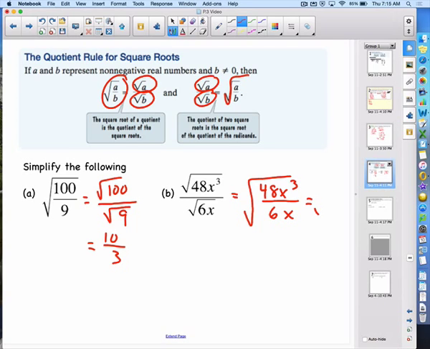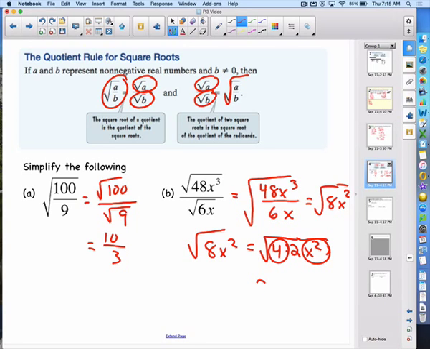48 divided by 6 is going to end up just being an 8. X to the third divided by x is going to be x squared. So now this becomes all I need to simplify. 8, I can split into 4, a perfect square, times 2, and then x squared is itself a perfect square. So the square root of 4 I can pull out, the square root of x squared I can pull out, and I'll have 2 times x, and then I still have a square root of 2 left underneath. Okay, and then that would be my most simplified answer there.